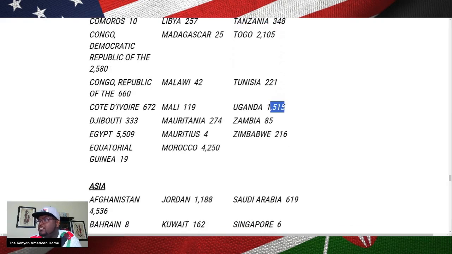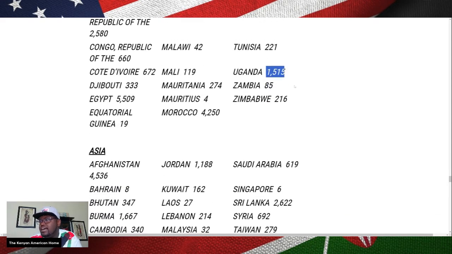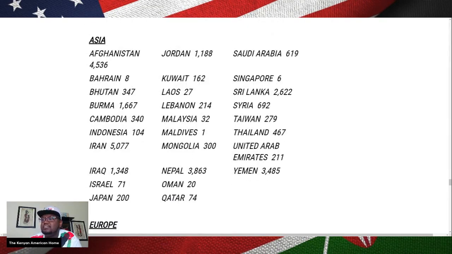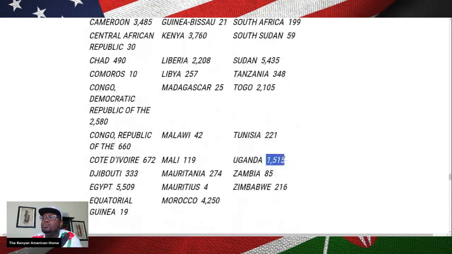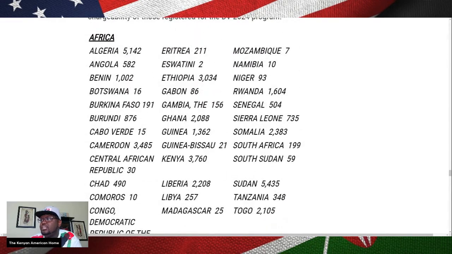And then Uganda, 1,500. Uganda last year, DV 2023, which will conclude at the end of this month, was 1,044, and it went up to 1,500. So they added 400. Kenya added 300. Tanzania added like 100. And then you have all these other countries. You'll notice Nigeria is not here, and Nigeria is not here because it's disqualified.